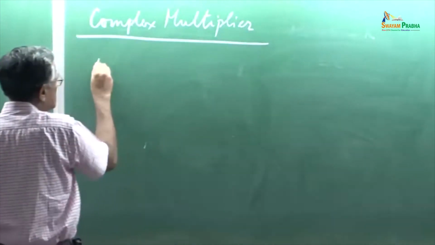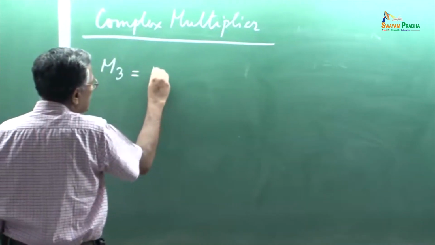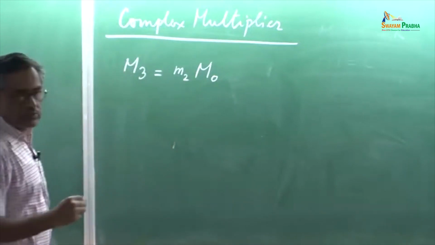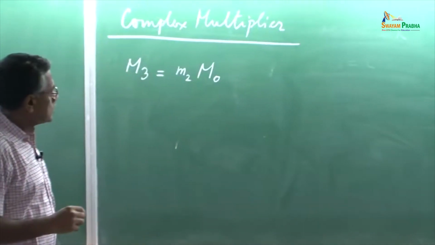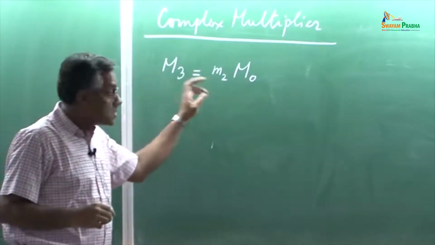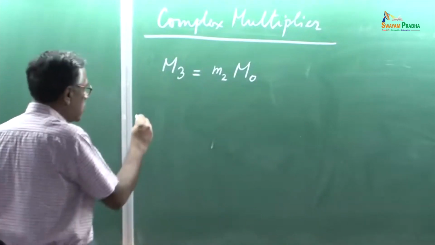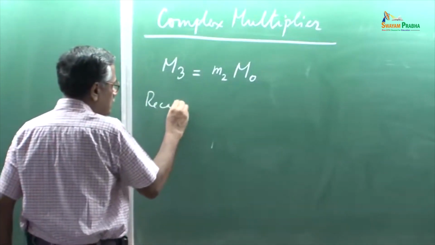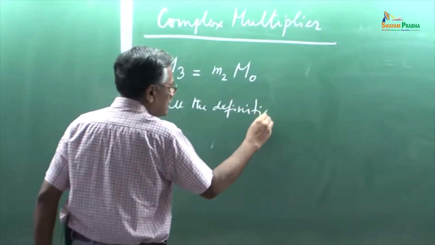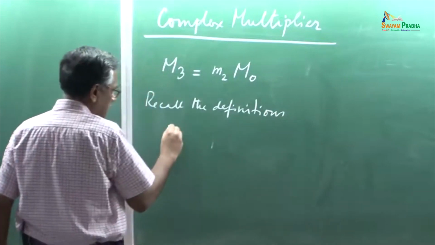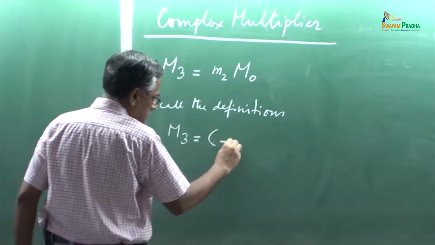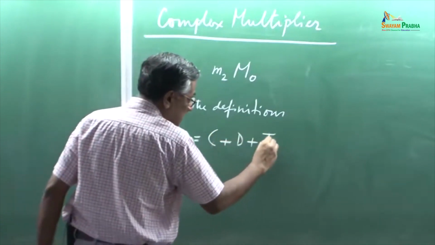The complex multiplier is essentially the relationship between M3 and M0. Call that M2. So, broad money, how it changes with M0. So, recall the definitions. And ignore other deposits. M3 is currency plus demand deposits plus time deposits.